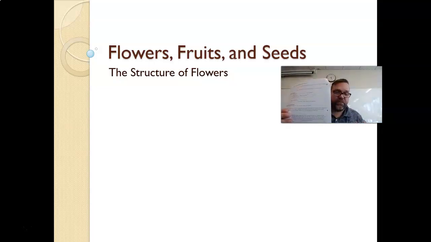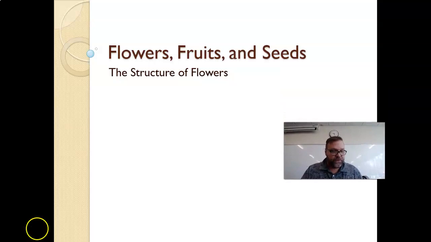Don't forget also that colored pencils are a requirement of this class. You will need those to be coloring in your flower diagram. There are certain colors that you need to follow in order to get that done. All right, let's go ahead and get started with our PowerPoint on flowers, fruits, and seeds. First of all, structure of flower.